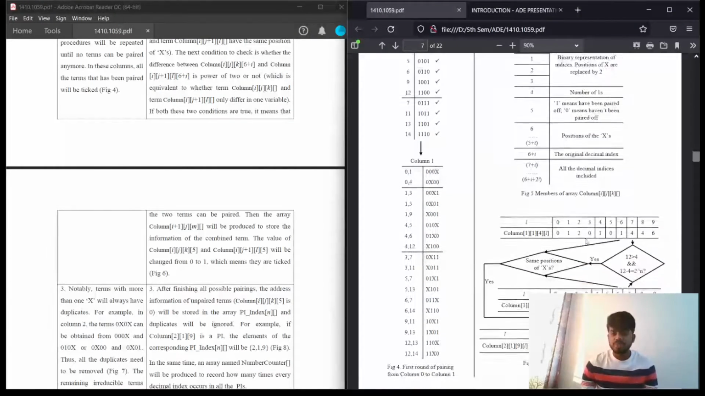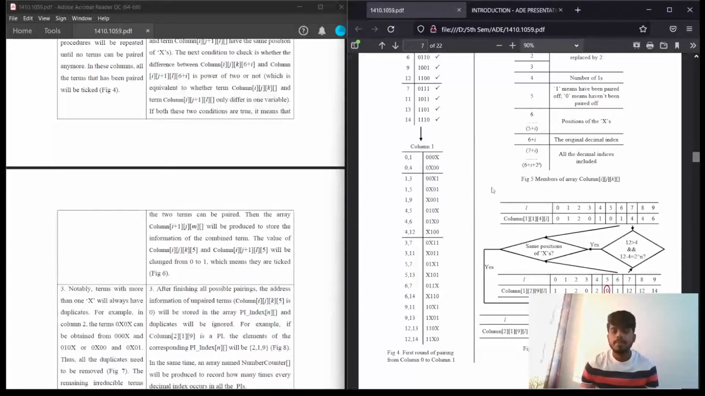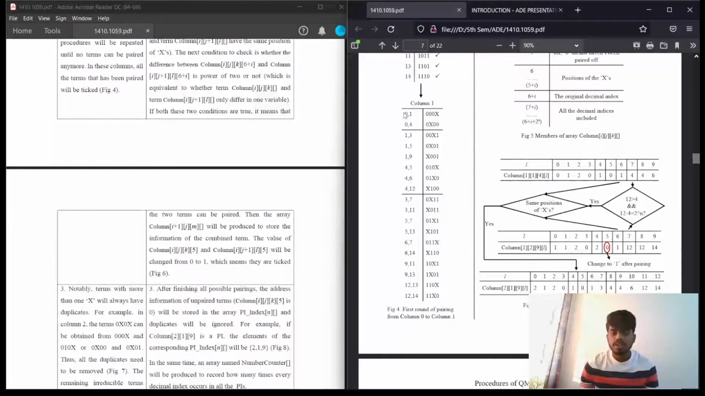So now let's see two particular pairs. Check this column and how these are paired into the next places. Let's take one example: 4, 6 and 12, 14. 4 is 0 1 x 0. 12 is 1 1 x 0. Note, in the first place it differs by 1 bit, and everything else is the same. So these two, 4, 6 and 12, 14, can be paired.